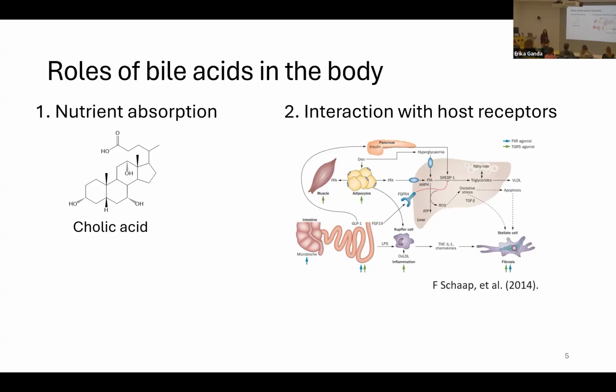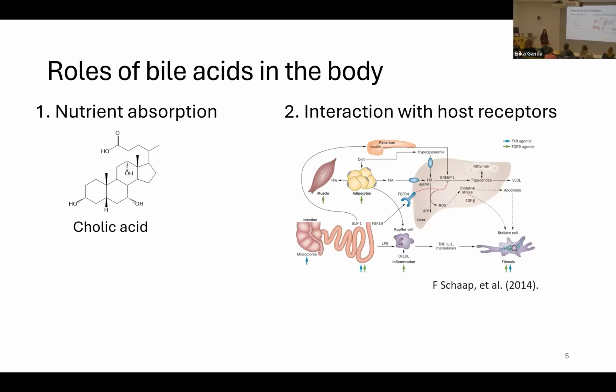And through interaction with these receptors, bile acids can change not only your bile acid homeostasis, as you might expect, but also your cholesterol levels, your energy expenditure, inflammation, your insulin sensitivity. It seems we keep finding more and more ways that bile acids play roles in your body.